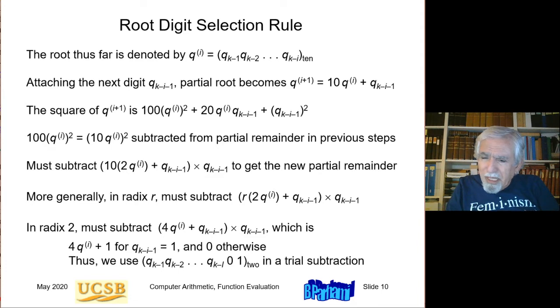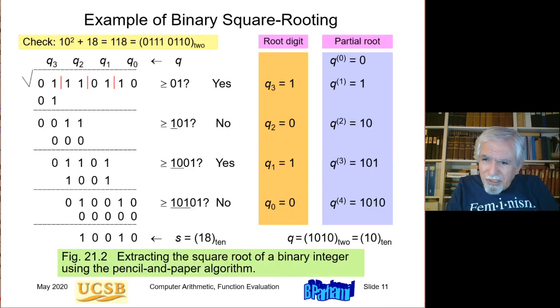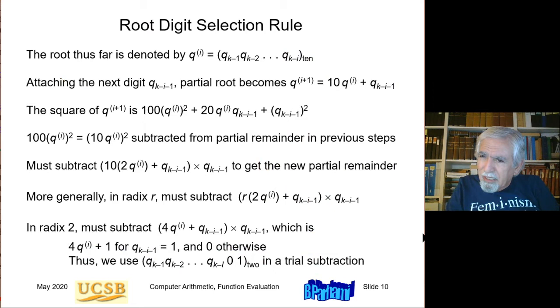Okay, occasionally I may speak of quotient digit. I apologize for that. The notation is the same as in division, which we use Q for quotient digit. Here we are using Q for root digit, so I may misspeak at times and call it quotient digit. It's really root digit in the context of this chapter.